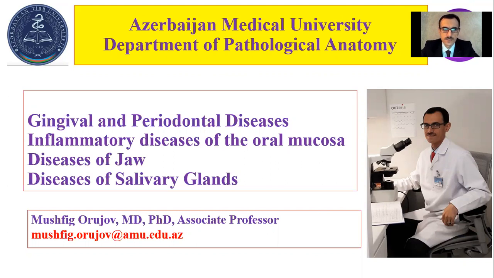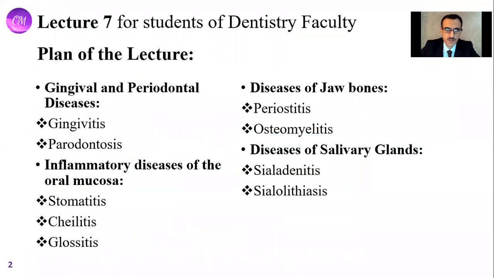Today, we have a lecture on the following topics: the gingival and periodontal diseases, such as gingivitis and parodontosis. Then we will discuss the inflammatory diseases of the oral mucosa, such as stomatitis, cheilitis, and glossitis. Then diseases of the jawbones, periodontitis and osteomyelitis. And finally, we have a discussion about the diseases of the salivary glands, such as sialadenitis and sialolithiasis.